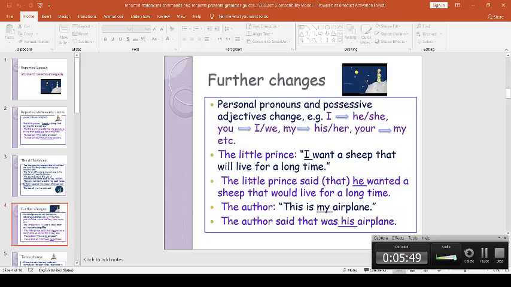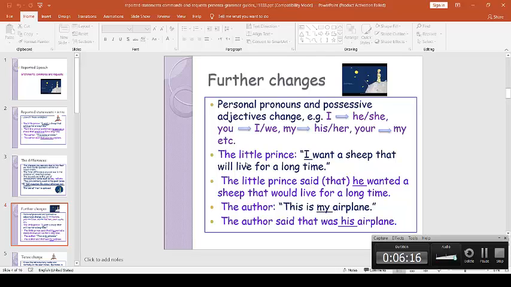Okay, and we have here the personal pronouns and possessive adjectives change. I will change into she or he according to the speaker, and you changes into I or we, and the possessive adjectives my will be his or her according to the speaker also, and you have here your into my.